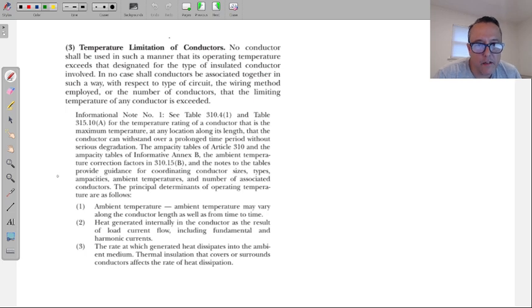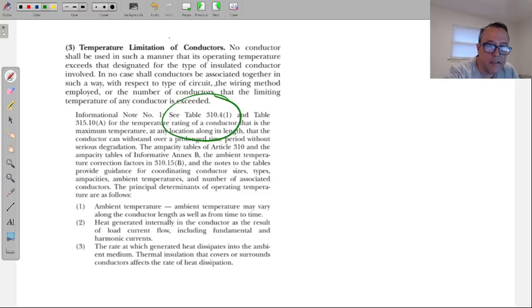In no case shall conductors be associated together in such a way, with respect to type of circuit, the wiring method employed, or the number of conductors, that the limiting temperature of any conductor is exceeded. So we have to make adjustments. That's what it boils down to. The more we start to exceed certain temperature ratings, we have to now consider that for the conductor.